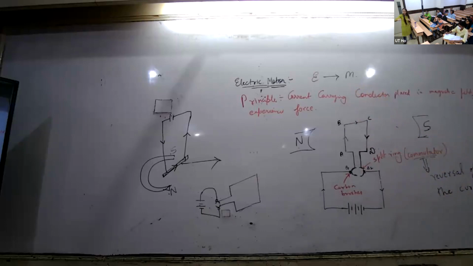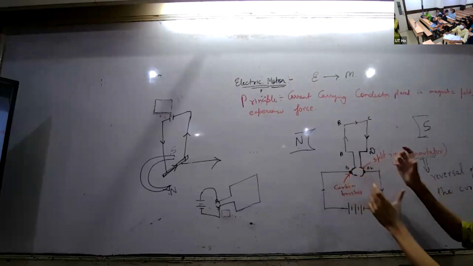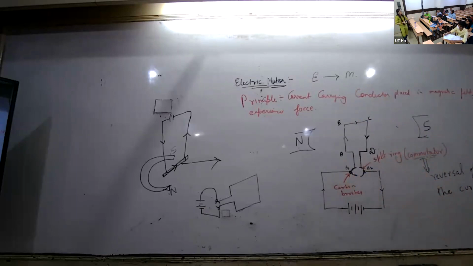Commutator क्यों use करते हैं? Commutator वाले split ring क्यों use कर रहे हैं? It allows the current to switch direction. So यहाँ पे why do we use commutator? Because it helps in the reversal of current, ठीक है? In the coil.